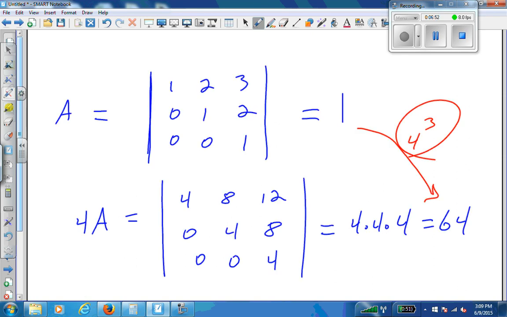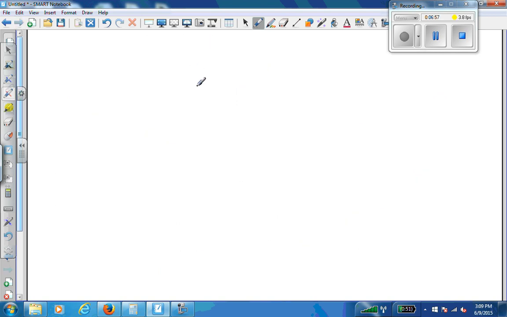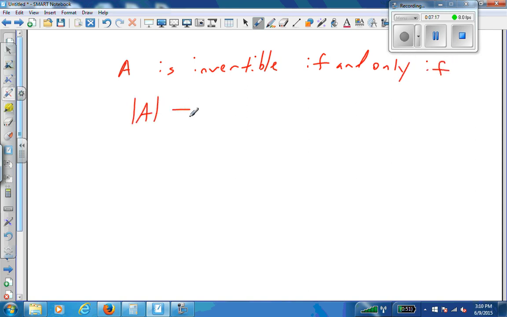Now, the next theorem that's covered in this section says that if A is a square matrix, it's invertible if and only if the determinant of A does not equal 0.